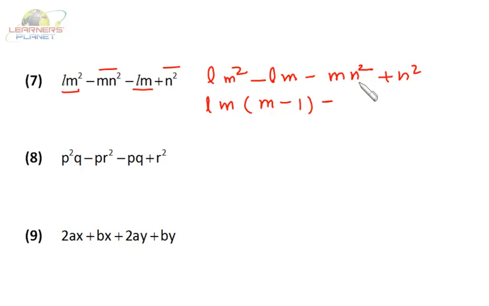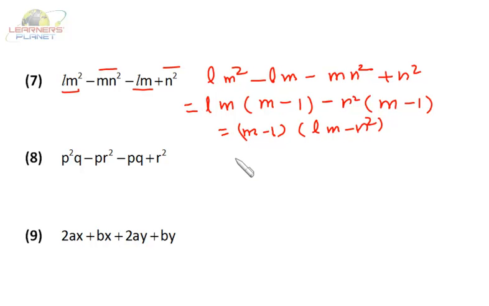Minus between these two, N square is common. So minus Mn square divided by minus N square, I'll be getting M, and N square divided by minus N square, I'll be getting minus 1. So now m minus 1 is common, and I'm left with lm minus n square. So it was quite easy.